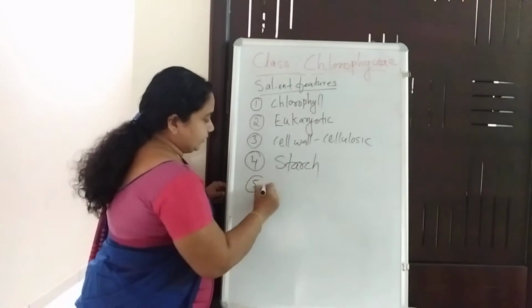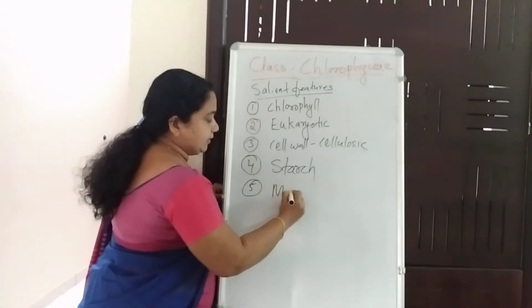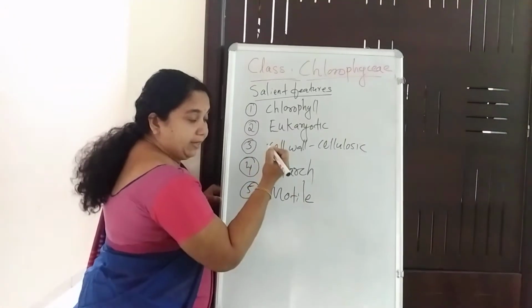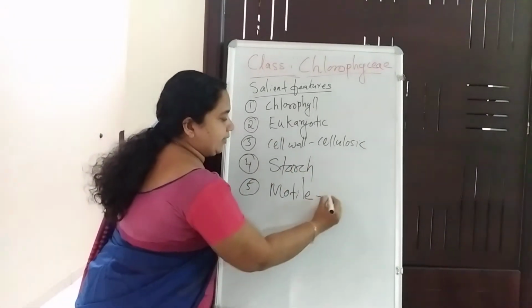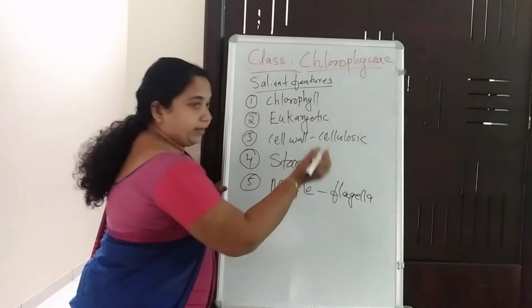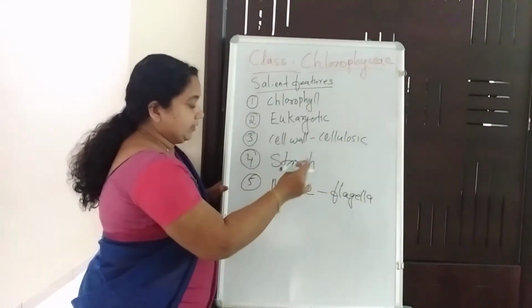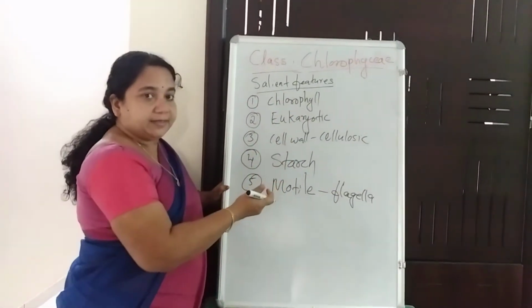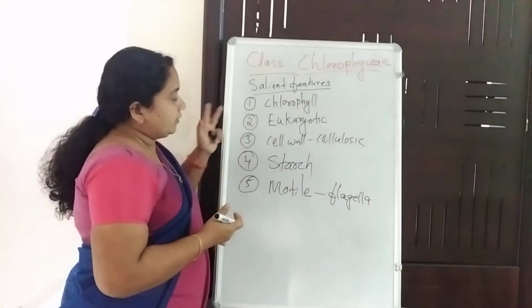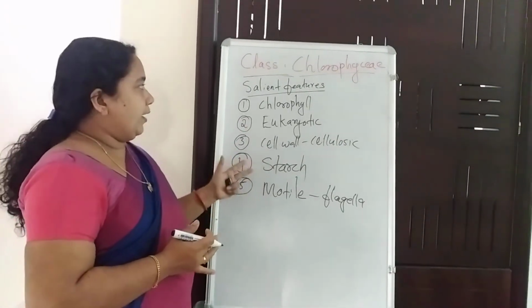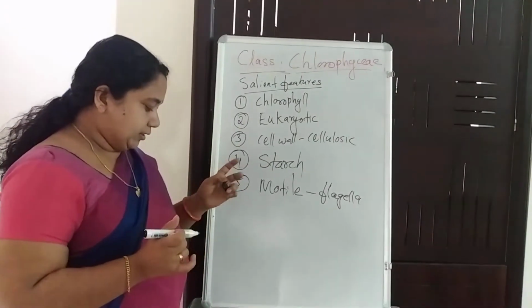Then another one is the reproductive structures, and reproductive gametes, if they are motile, have flagella. Reproductive structures are with motile flagella. So these are the main characteristics of Chlorophyceae. The details we already dealt with in the previous classes. Okay, these are the salient features.